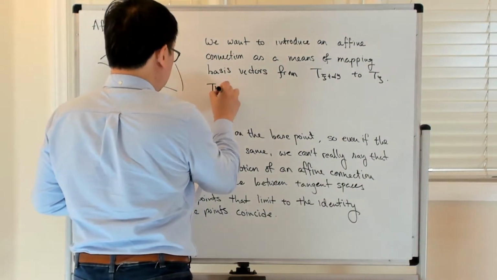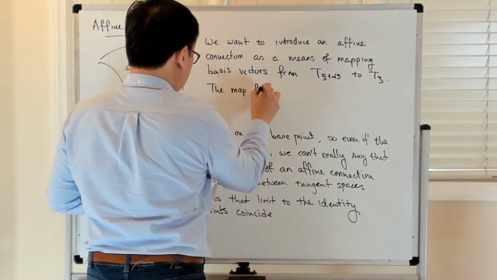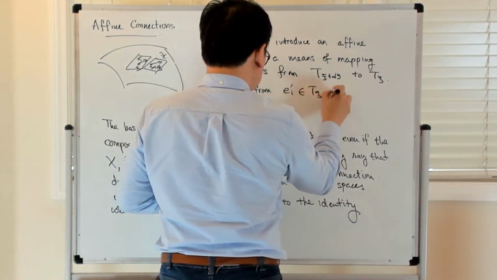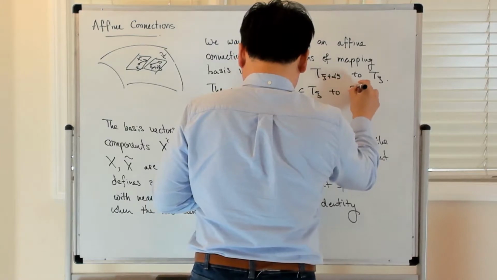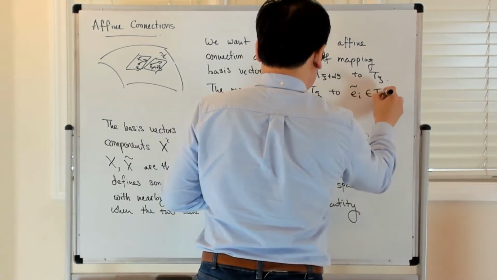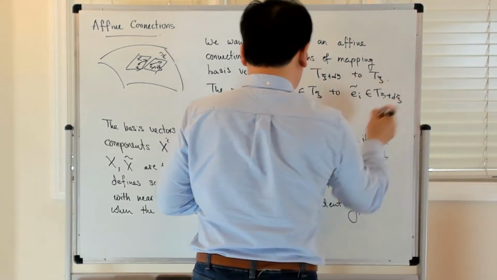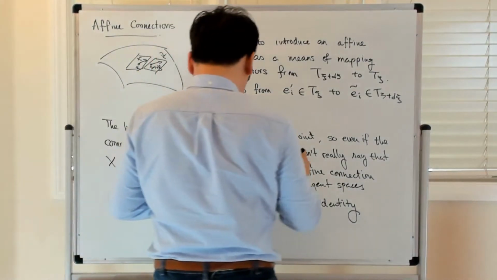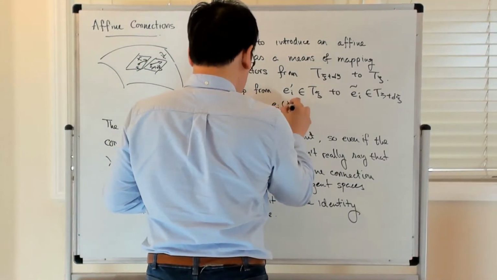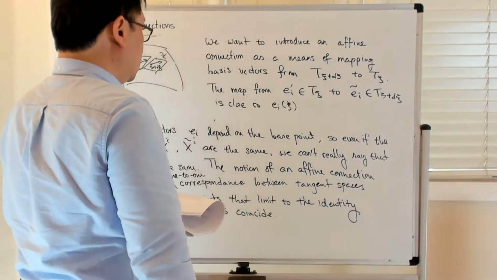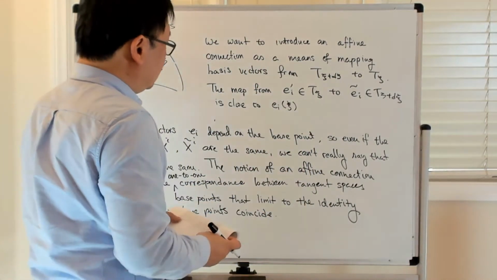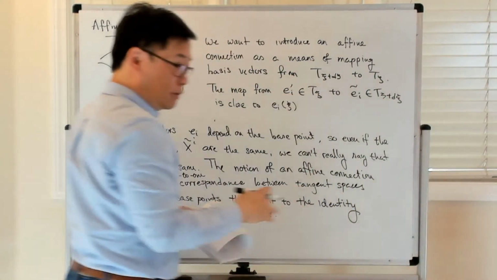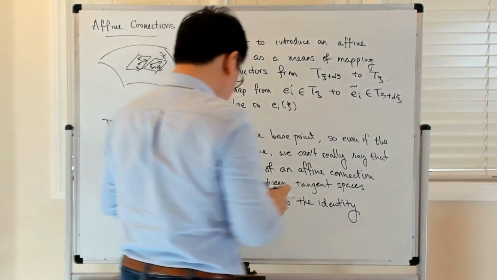So the map from e_i prime in T_c to e tilde_i in T_{c+dc} is close to e_i at c. And we do that because at the end of the day, when this dc goes to 0, we want this agreement with the original basis element.